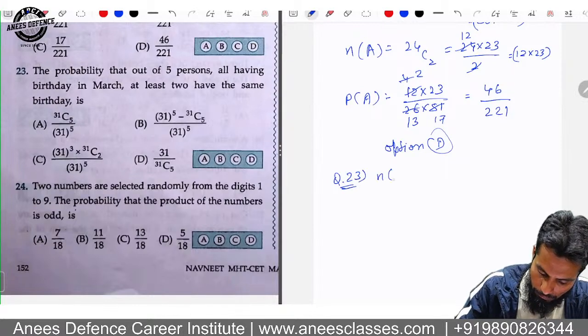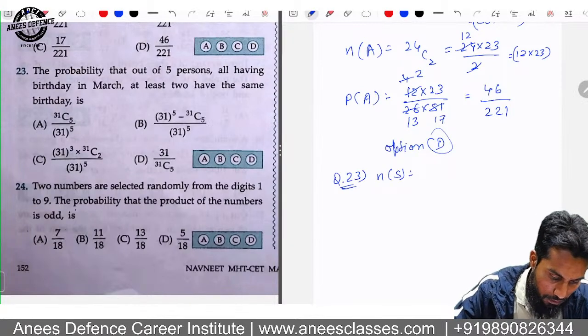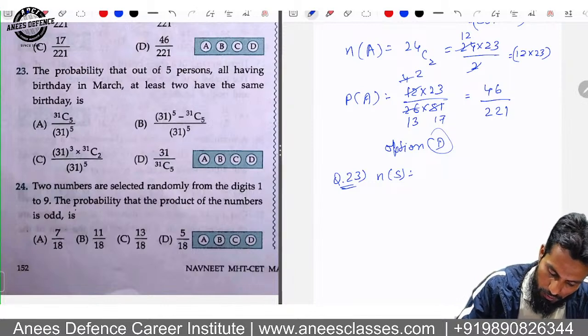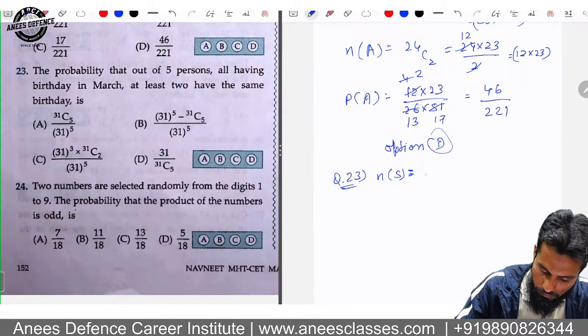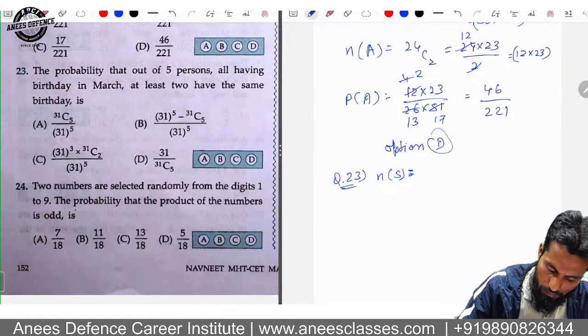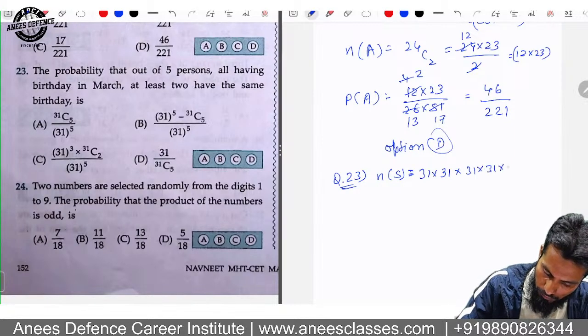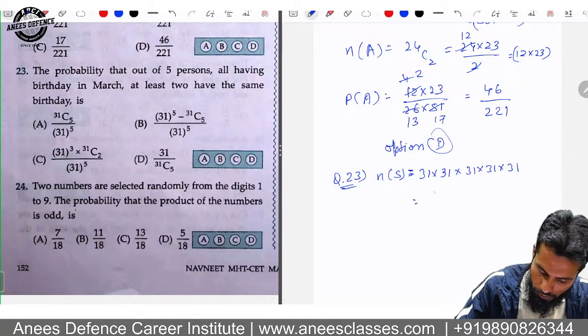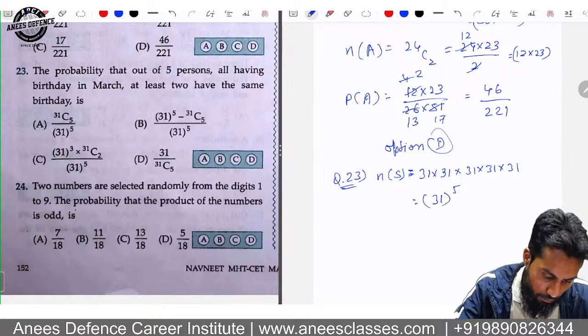First of all, talking about sample space. How many days will be there in March? 31. So there are a total of 5 persons. Out of those 31 days, any day can be for one of the persons. The second will also have any of them. You can write it like this: 31, 31. Second also 31. Third person again 31, again 31. They can have any of the days out of those 31. So 31 raised to 5. This is the total sample space.